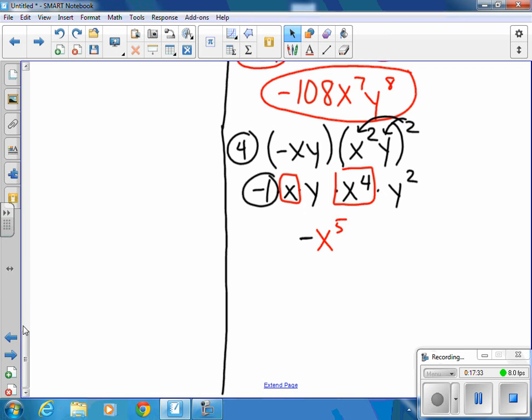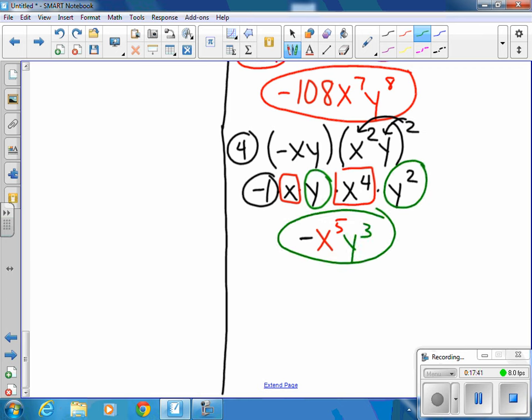Then go back and get your y's. I've got 1y right here and 2 right here. So now that gives me y to the 3rd. So my final answer is negative x to the 5th, y to the 3rd. And it came from busting things apart and putting them back together, which is essentially what you're doing with these properties.